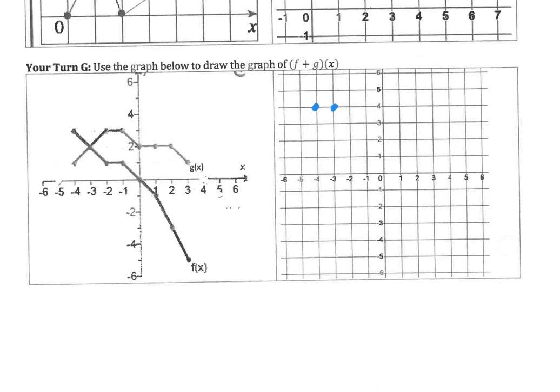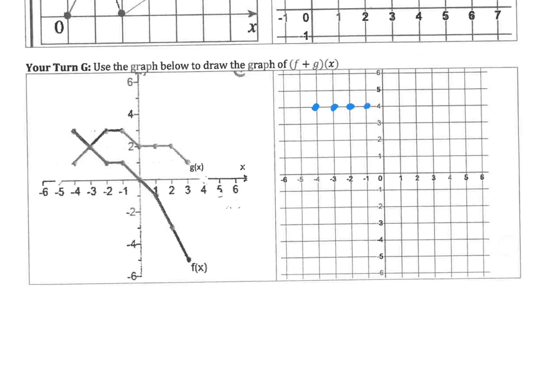When I have an x value of -2, one function has a value of 1. The other function has a value of 3. 1 plus 3, again, is going to be 4. And we're going to keep going. If I look at my x value of -1, we have the same things again. So when x is -1, I have one function f, which is going to be 1. g is going to be 3. 1 plus 3 is again going to be 4.